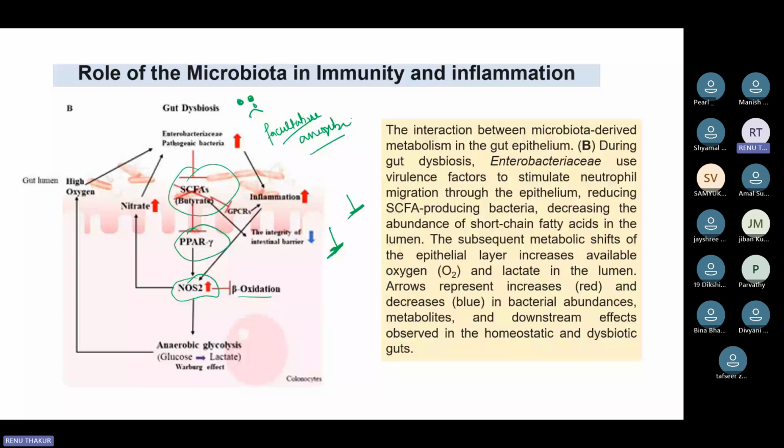So you can read here the interaction between the microbiota-derived metabolism and the gut epithelium. If your gut dysbiosis occurs, Enterobacteriaceae will increase, and it will increase the inflammation in your body, and the integrity of the intestinal barrier will decrease. Now what condition can we say this? Leaky gut. Leaky gut will do what? It will throw all the inflammatory molecules into your bloodstream, and your blood will be full of inflammatory mediators, and this is a very bad thing in your blood.